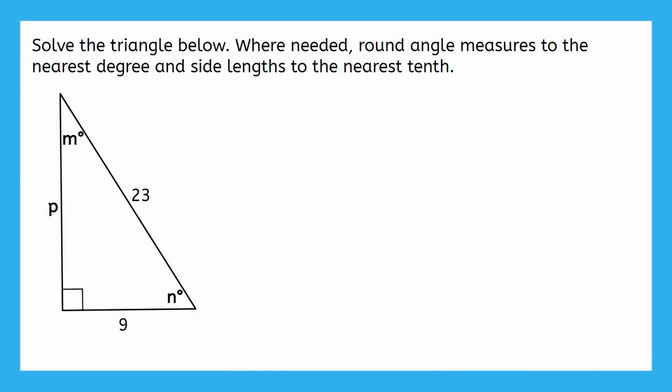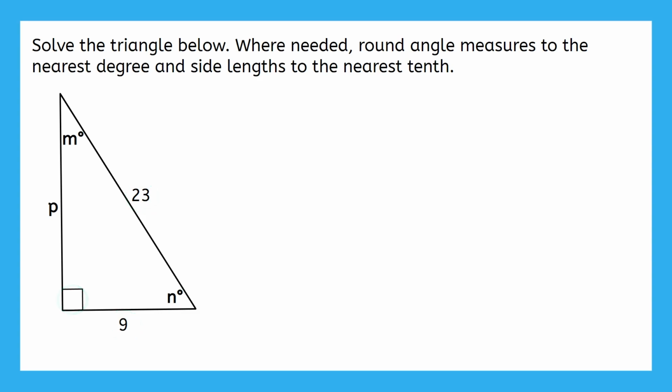So in the second practice problem, you were asked to solve the triangle below. Where needed, round angle measures to the nearest degree and side lengths to the nearest tenth. We're given a triangle with two known side lengths and a right angle.